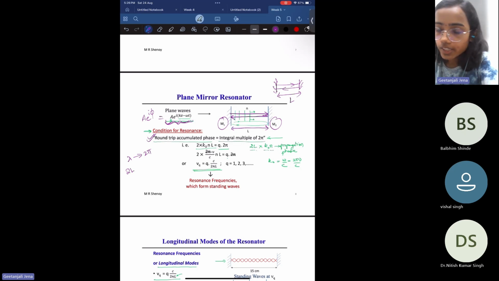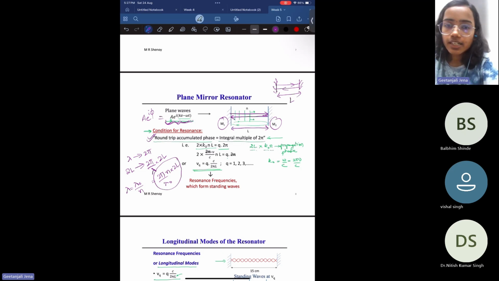For distance lambda, the phase accumulated is 2 pi. For 2L distance, the phase accumulated is 2 pi by lambda into 2L. If it is not free space, and there is a medium between the mirrors with refractive index n, you can write lambda as lambda 0 by n. So the total phase accumulated is 2 pi times 2nL by lambda 0. This is the total phase accumulated in a round trip.